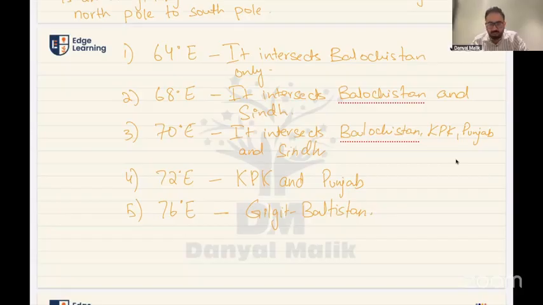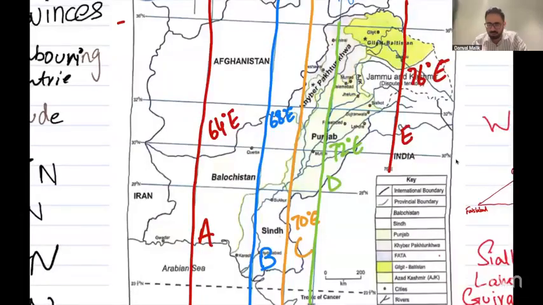Now, I guess it would be clear, because by mistake I wrote down Punjab and said it was KPK in Punjab. So now 72 degrees is going to be KPK and Punjab.